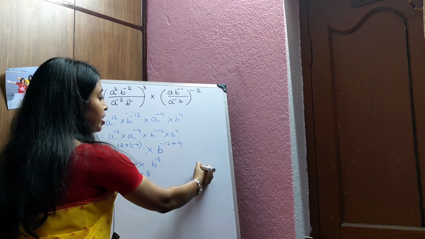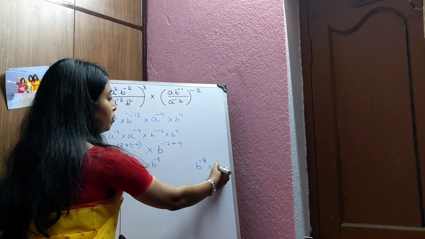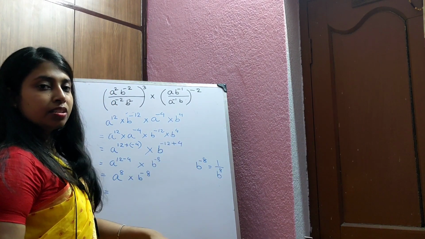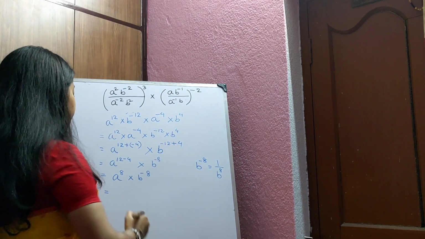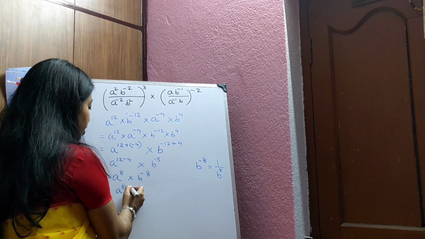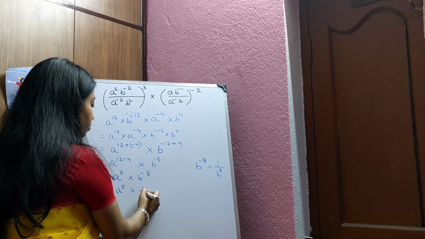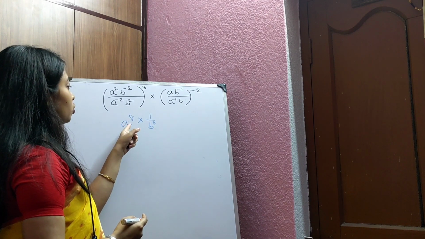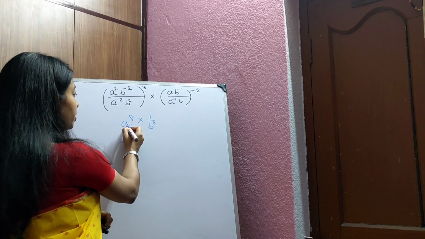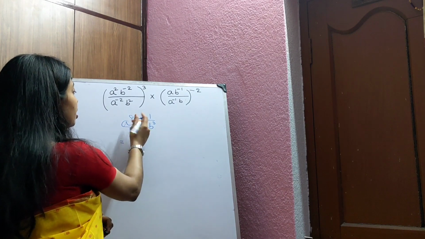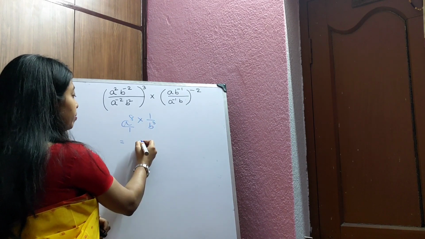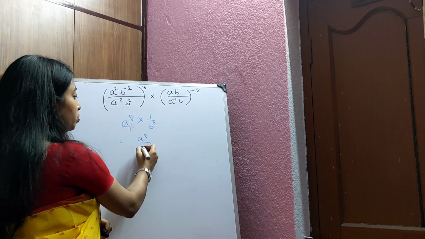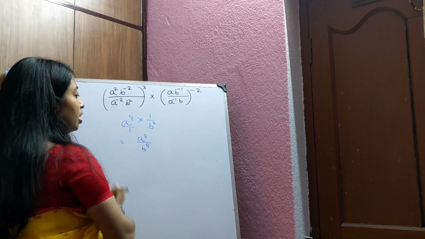Okay, b to the power minus 8 can be written as 1 by b to the power 8. If we have a negative power, it can be written as the reciprocal of the positive power. So we can write a to the power 8 multiplied by 1 by b to the power 8. In this expression, a to the power 8 is in the numerator, because we have written here simply a to the power 8, it means a to the power 8 by 1. So numerator multiplied by numerator, a to the power 8 multiplied by 1 is a to the power 8. Denominator multiplied by denominator, 1 multiplied by b to the power 8 gives us b to the power 8.